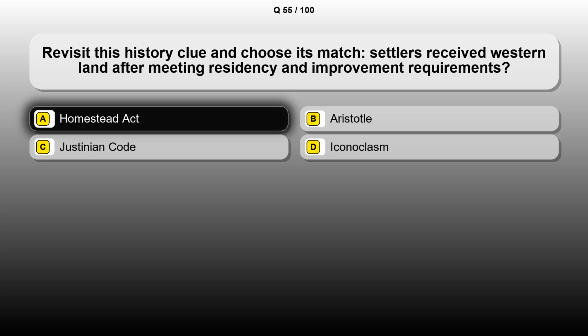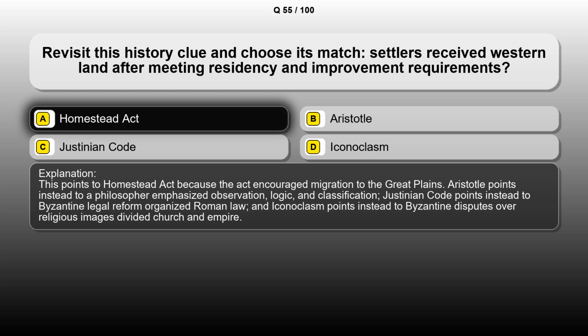The correct answer is option A, Homestead Act. This points to Homestead Act because the act encouraged migration to the Great Plains. Aristotle points instead to a philosopher emphasized observation, logic, and classification. Justinian Code points instead to Byzantine legal reform organized Roman law, and Iconoclasm points instead to Byzantine disputes over religious images divided church and empire.